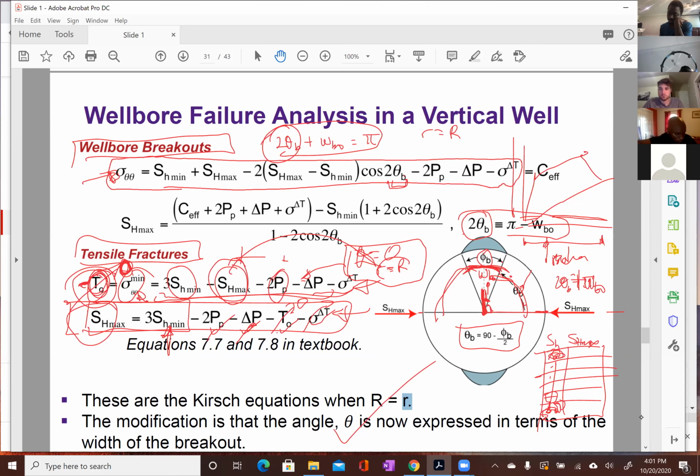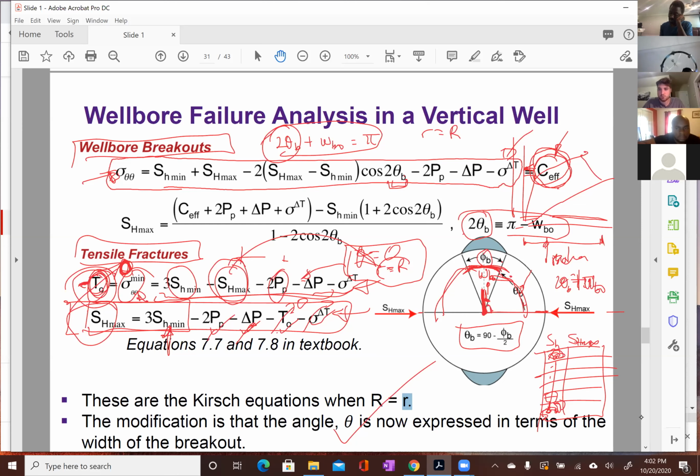And we know that we're going to create breakouts when that hoop stress exceeds the compressive strength of the rock, which is C effective. So typically it's going to be less than or equal to that. When it equals that, then you induce breakout. So this equation is for the initiation of wellbore breakout. It doesn't describe what happens after the breakout is initiated. That's the important point.